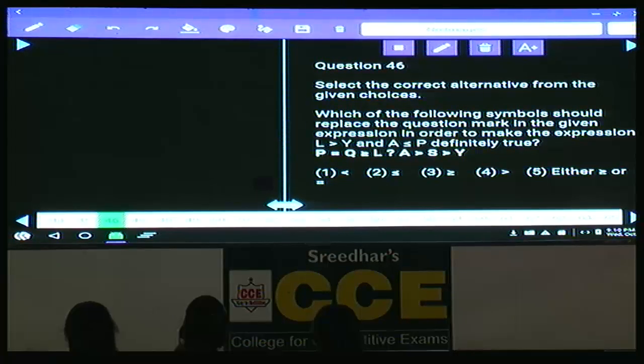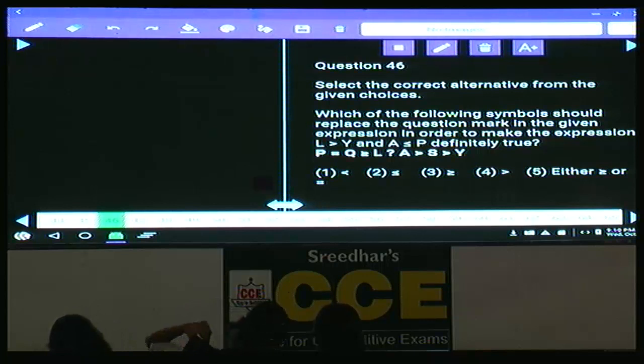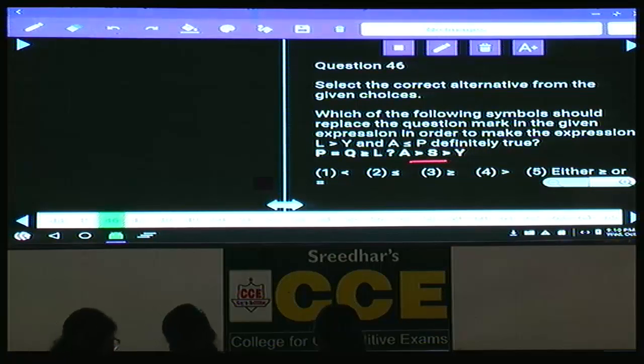Which of the following symbols should replace the question mark in the given expression in order to make the expression L greater than Y as well as A lesser than P? L greater than Y. Now between L greater than Y, L is here, between A and Y there is a greater than.